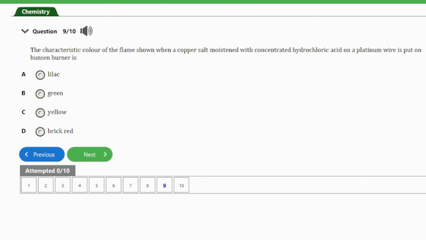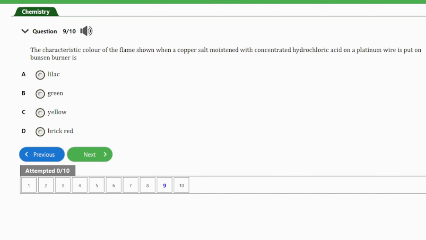So let's consider the next question, question number 9. The characteristic color of the flame shown when a copper salt moistened with concentrated hydrochloric acid on a platinum wire is put on Bunsen burner is A, lilac, B, green, C, yellow, and D, brick red. So guys, the answer to this question is option B here, green.